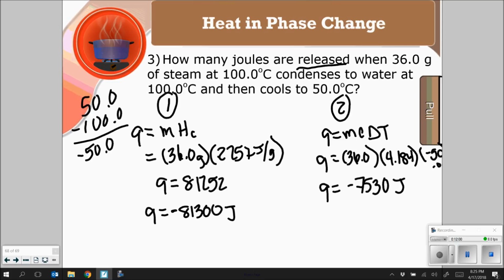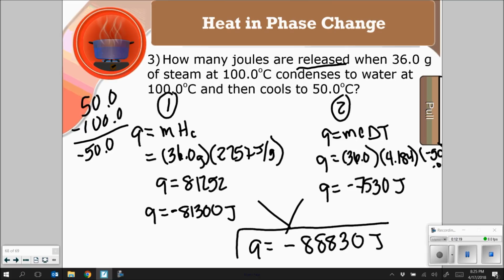Now I'm not completely done because I want to know my total amount of energy released, my joules released. So I'm going to add those 2 numbers together, part 1 and part 2, to get my total heat released in this particular scenario. And when I add these 2 together, I get a negative Q value, and there's no places after the decimal to follow the addition and subtraction significant figures rules. And that's how you do a two-part problem.